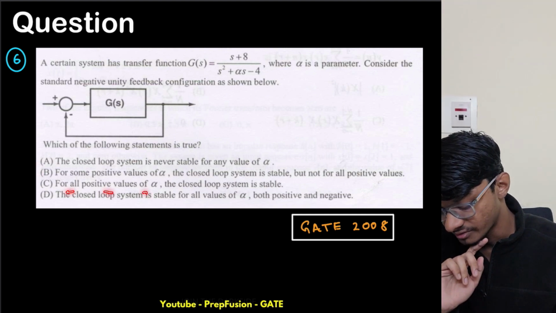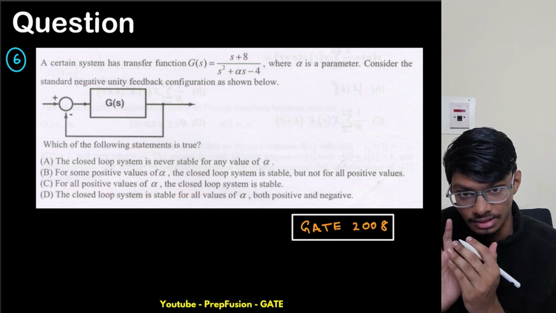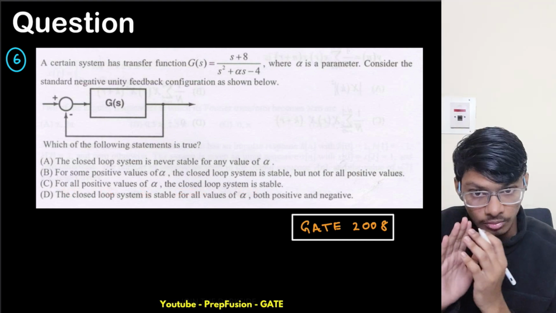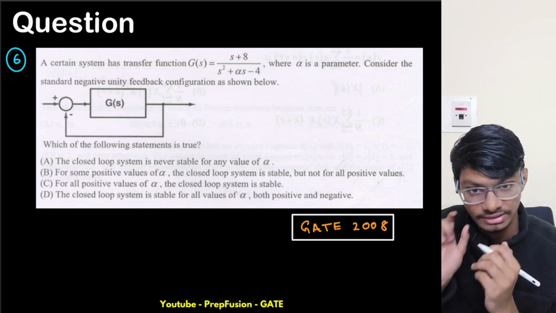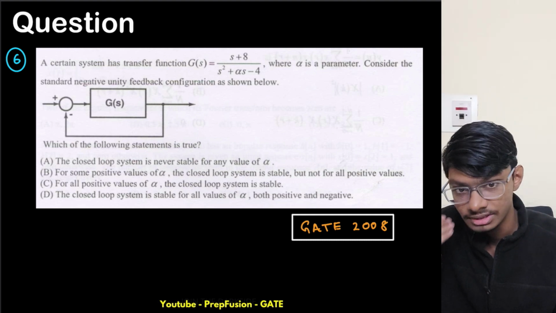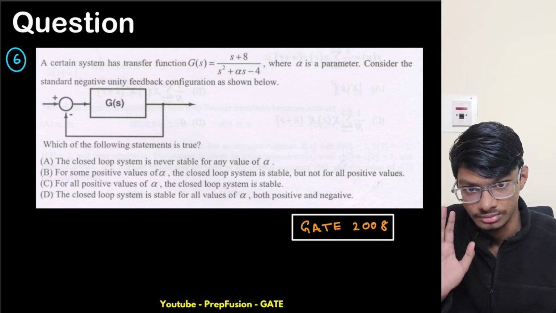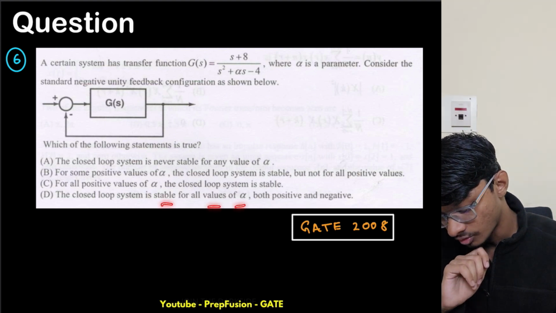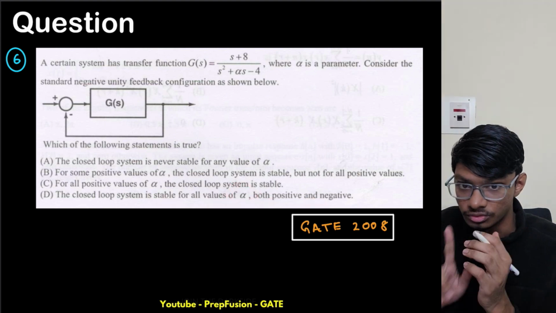Then for all positive values of alpha, the closed loop system is stable. Because alpha greater than 0 means for all positive values of alpha, that's what that statement means. So this option B is true, but still let's read the third statement. You should always read the statements, right? The closed loop system is stable for all values of alpha, both positive and negative. No, this is not true.